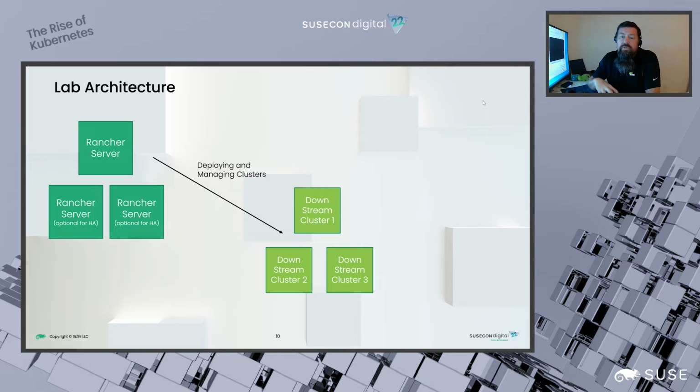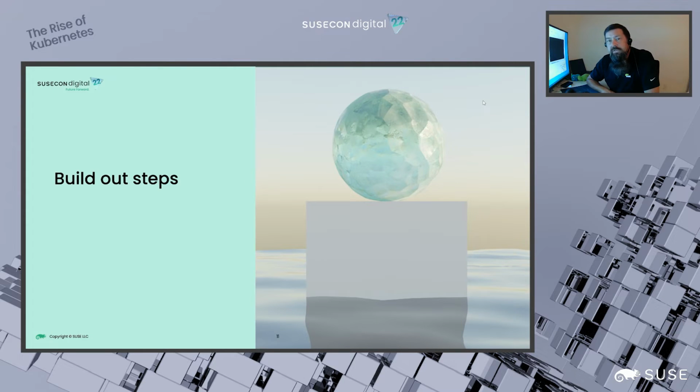If you want to start playing with high availability and some of those pieces, you can build it out with multiple nodes for that Rancher management cluster, as well as multiple nodes in each of the downstream clusters. So you do have that option, but we're starting with just singles, just enough to get us up and running and move some things forward. So the build out steps.